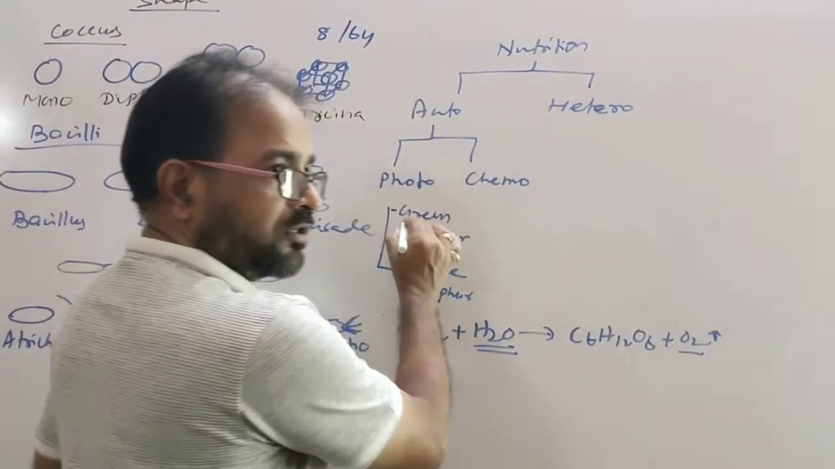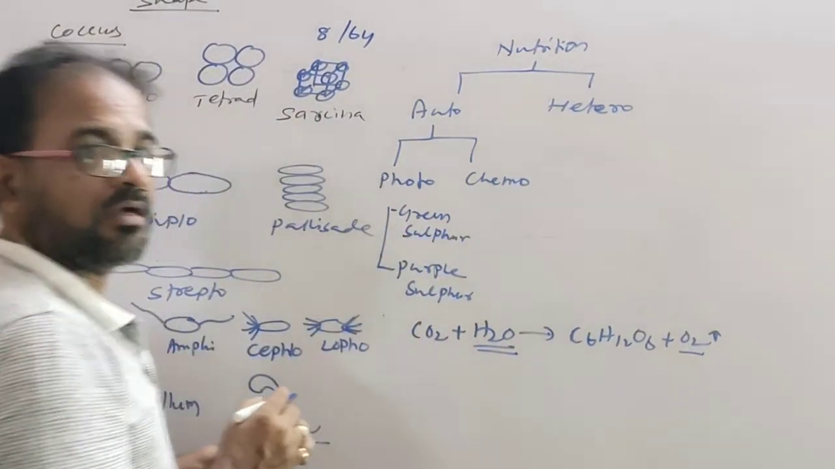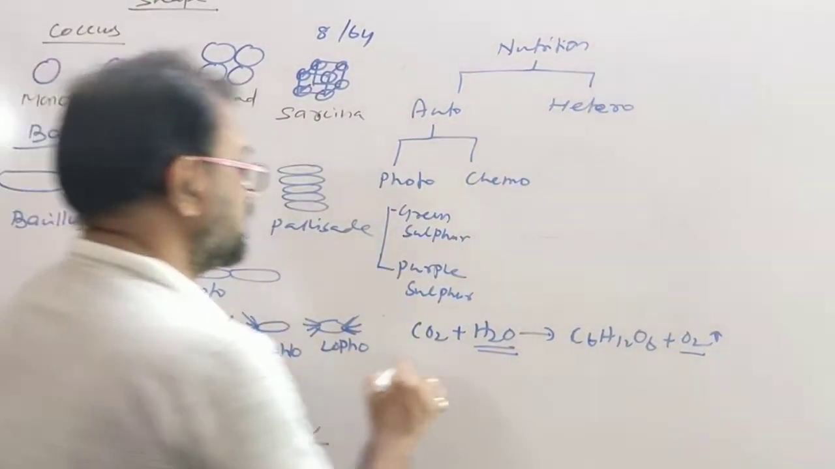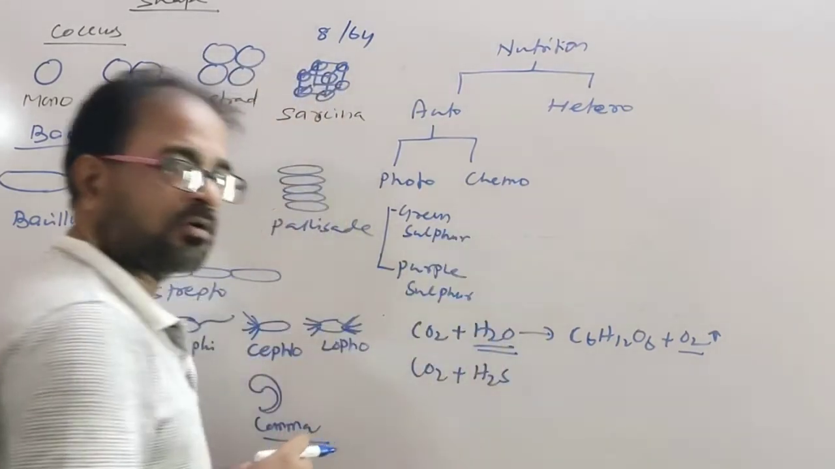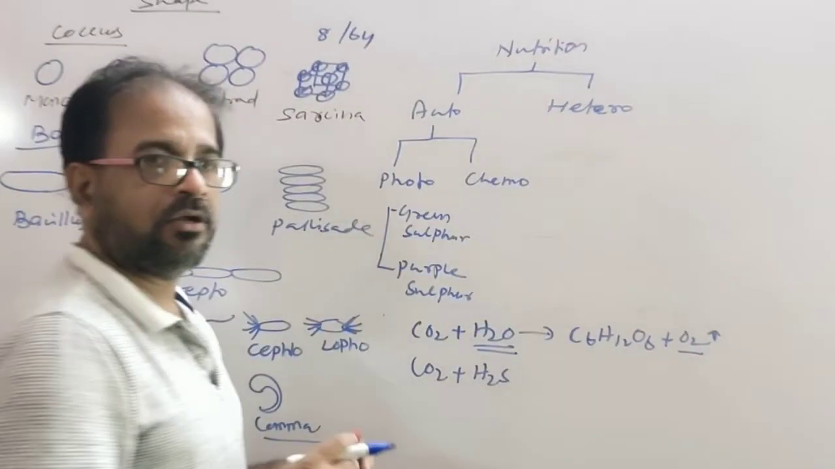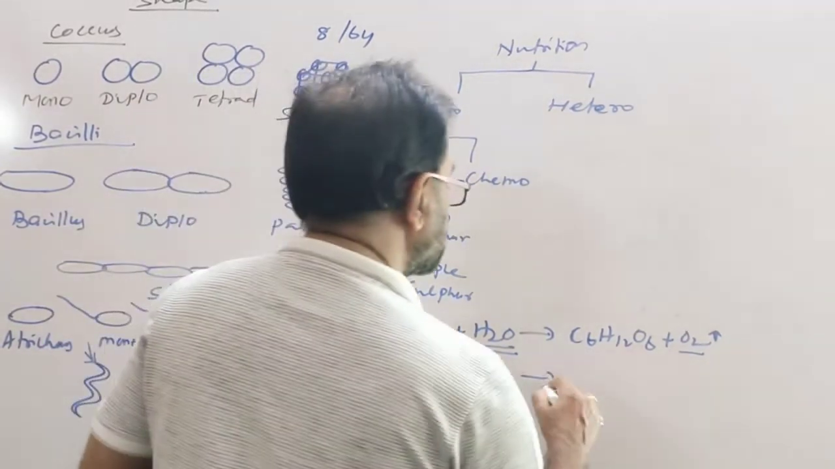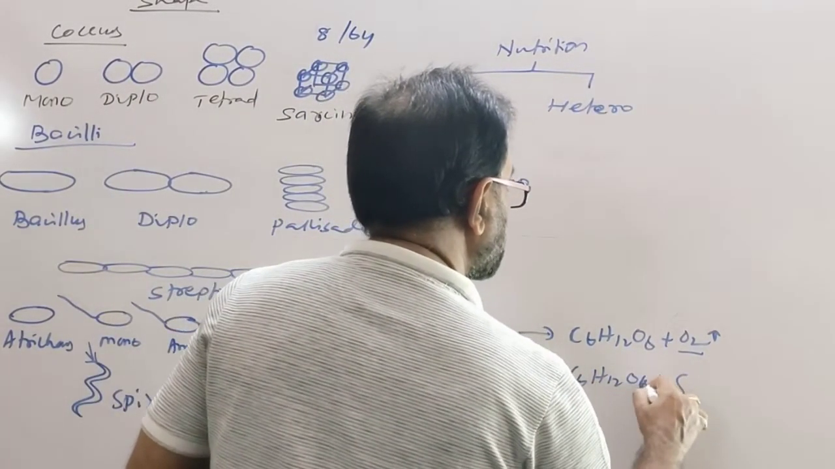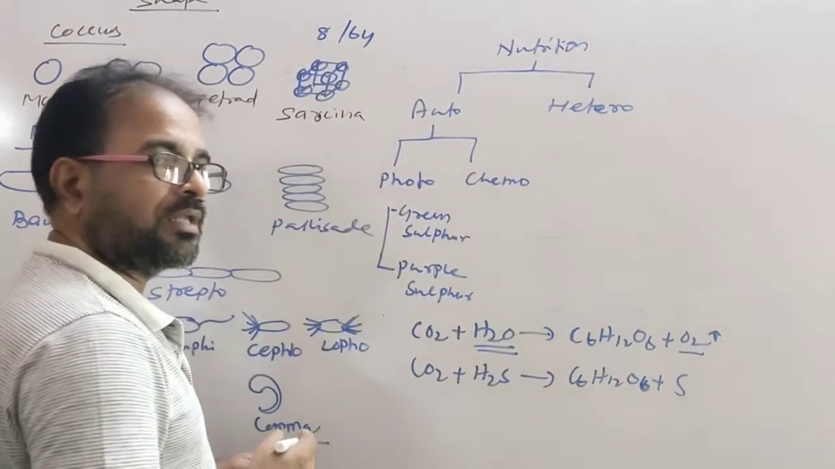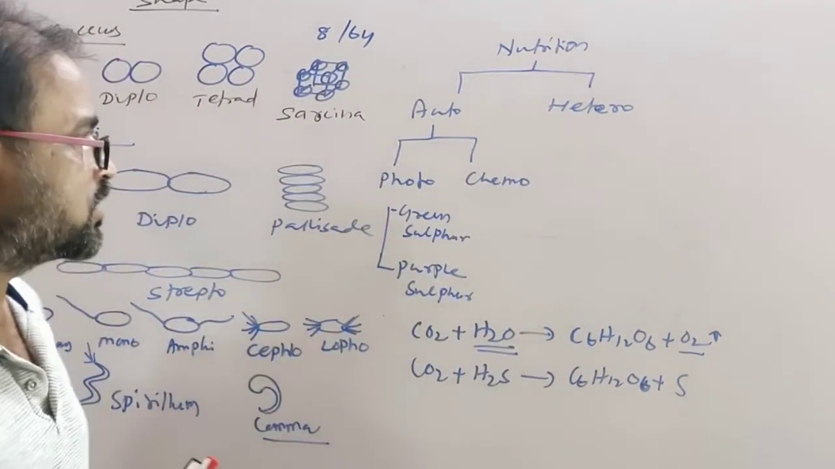But in the case of bacteria, or a prokaryotic cell, it is anoxygenic photosynthesis. That is, instead of water, hydrogen sulfide or a sulfur-containing compound is used. So oxygen is not released. That is called anoxygenic photosynthesis.